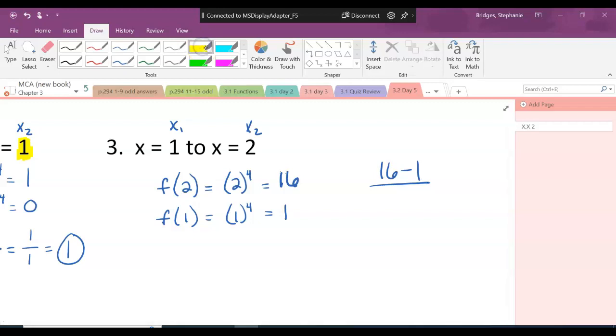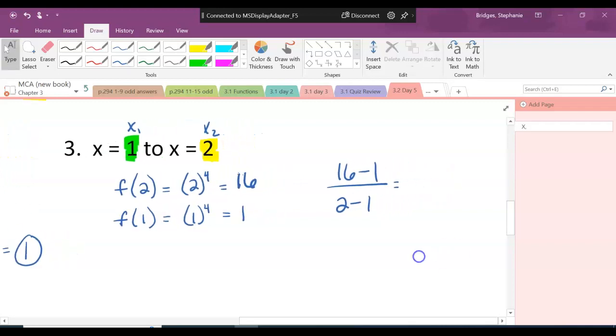But on the bottom, I'm going back to the original x values. My x2 is just 2. My x1 is just 1. And I'm going to subtract those. What's 16 minus 1? And 2 minus 1. And so 15 over 1 just reduces to be 15, which is what I saw on my step-by-step. Make a little bit of sense? Again, you don't have to memorize the formula. I will put it on the board the day of the quiz. That way, it's one less thing for you to have to worry about.